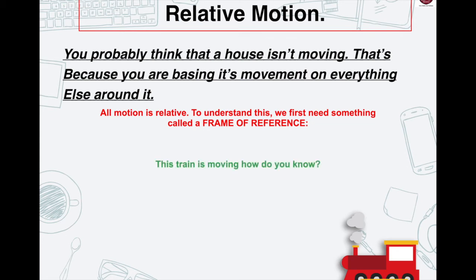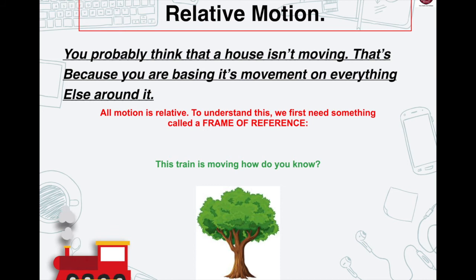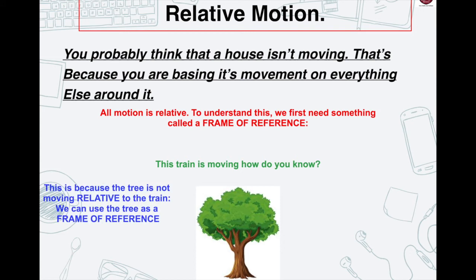Okay, so this train is going to move. In fact, it's moving right now. And how do we know it's moving? Because it looks stationary, right? Well, what if we put a tree just here? And then we're going to move the train. So let's get the train fired up, and off it goes. So we can see that the train is moving. But what about the tree? Is the tree moving? No, the train moves, but the tree does not. This is because the tree is not moving relative to the train. The train is moving and the tree is not.